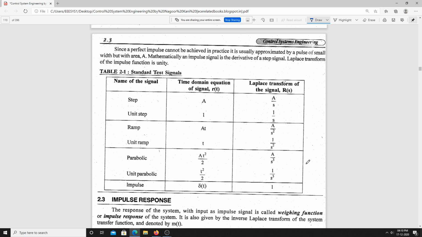Regarding that, some of the students have this doubt, you can go through this one. See, the Laplace transform of the signal r of s, is it clear? For a unit step input, it is 1 by s. The time domain equation of the signal r of t is 1. Most of the students have this doubt. So the Laplace transform of this signal r of s is nothing but 1 by s for unit step input. For a step input of magnitude a, we have a by s. Is it clear?